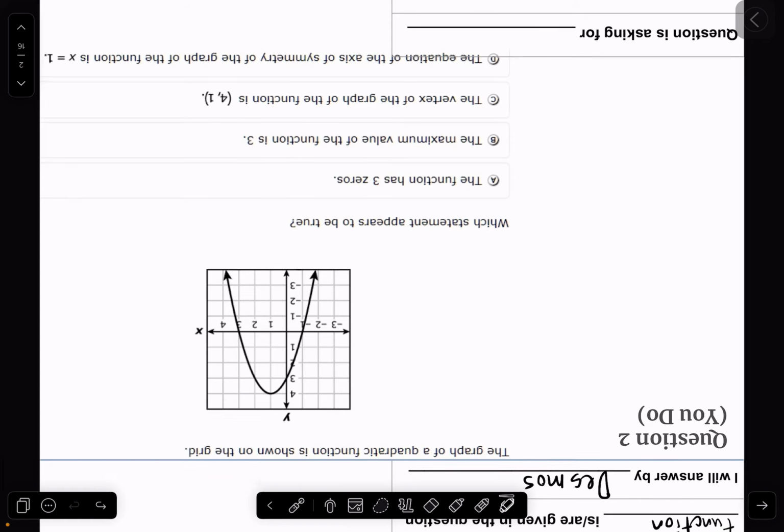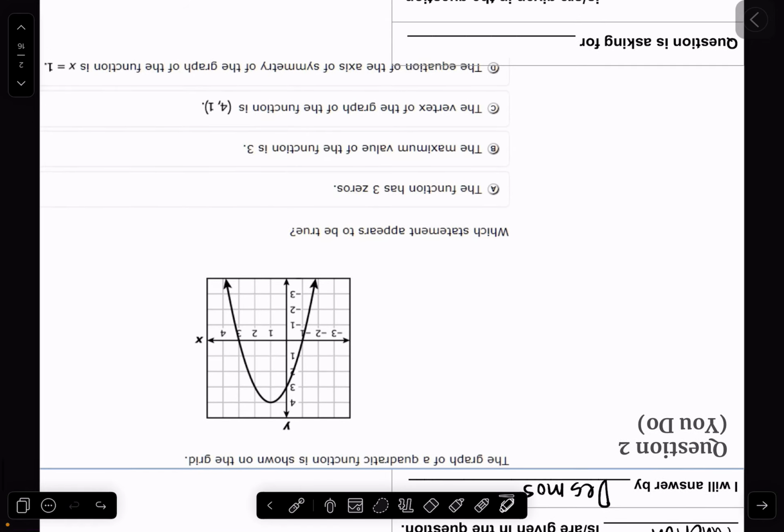Looking at the next question, you might notice something different, similar. This question right here, this is a you do, so I expect you to do this. You need to check your folder to help you with this one. So you're going to check your folder, go to the last page, and you're going to check the information right here and see which one is true and which one's false.